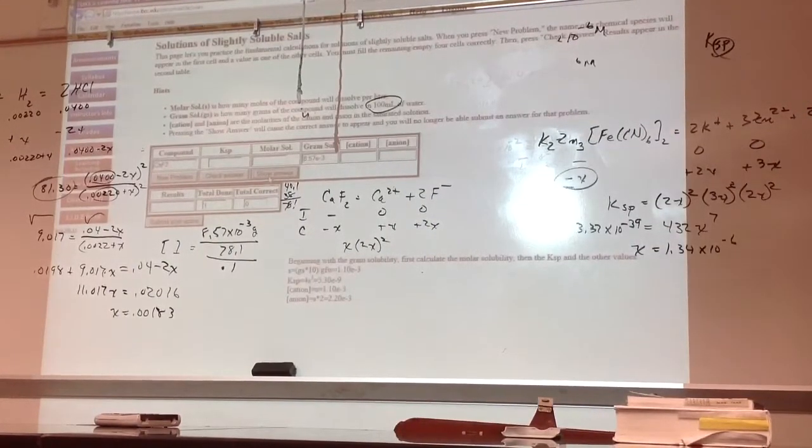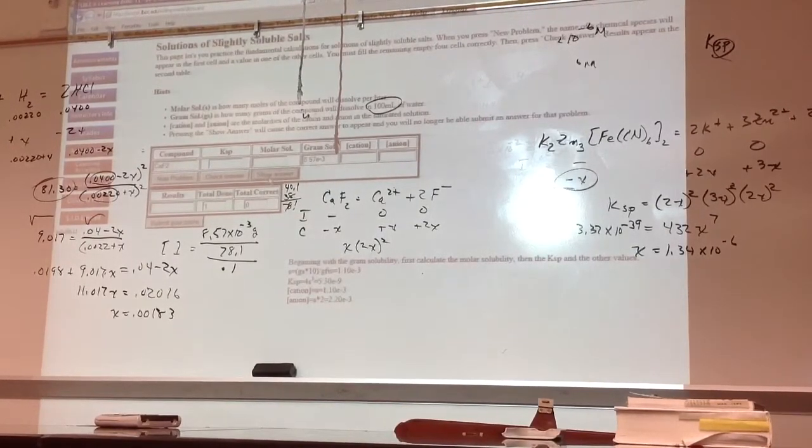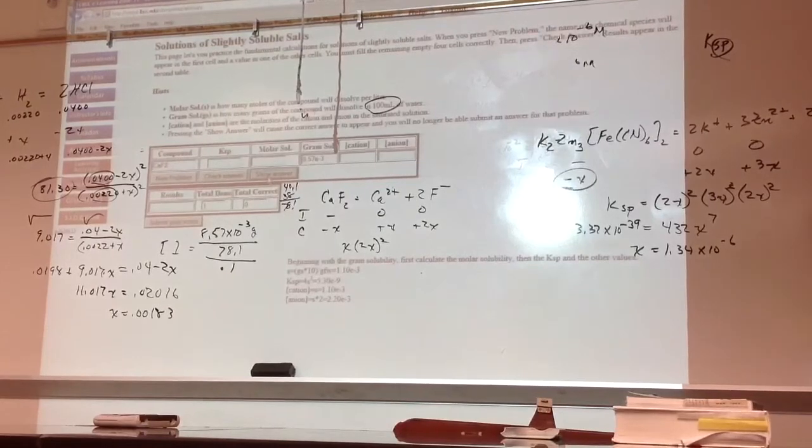what did I say? Concentration of cation. I guess you'd have to add them together. Okay. So you have 2x plus 3x is 5x. Okay. But I don't think I would do that.